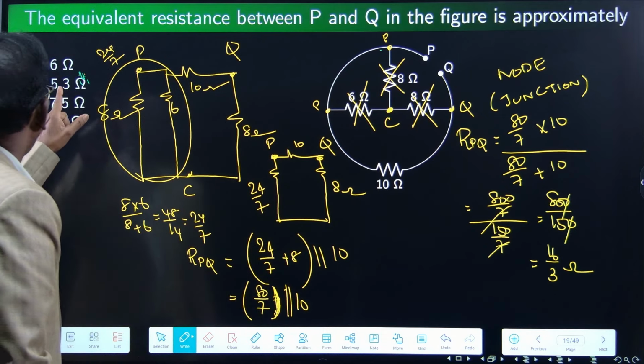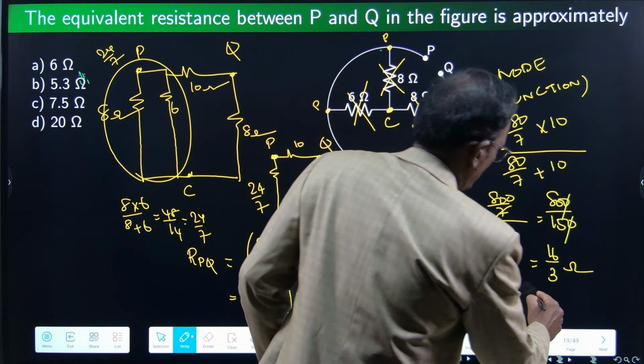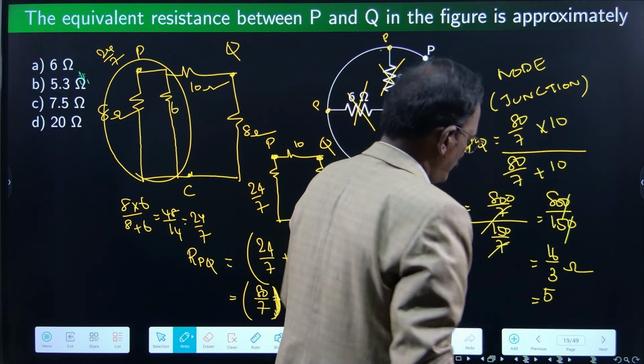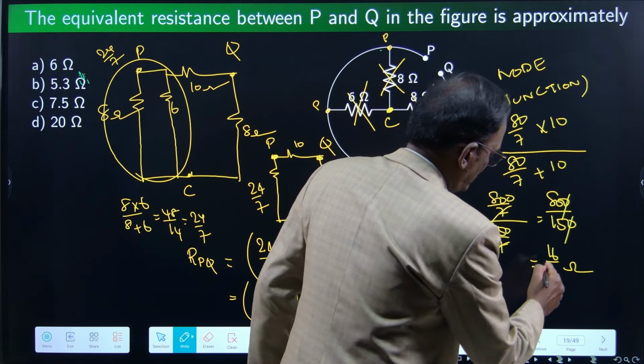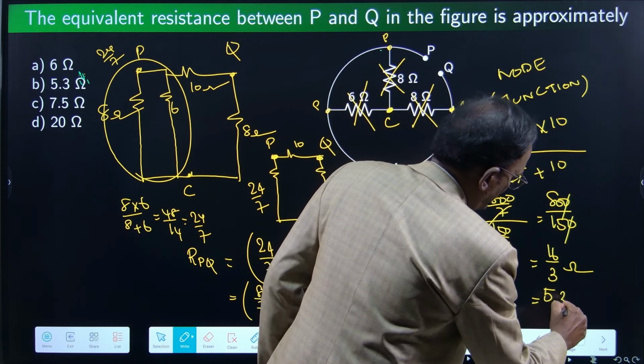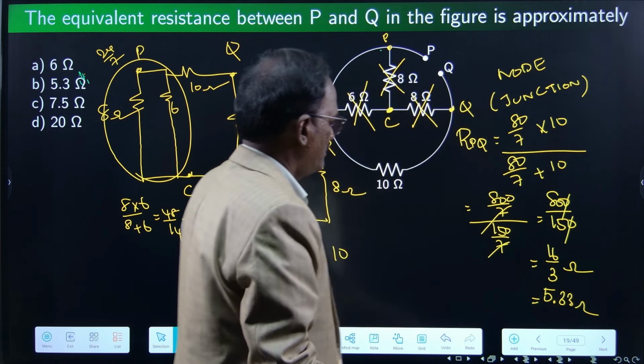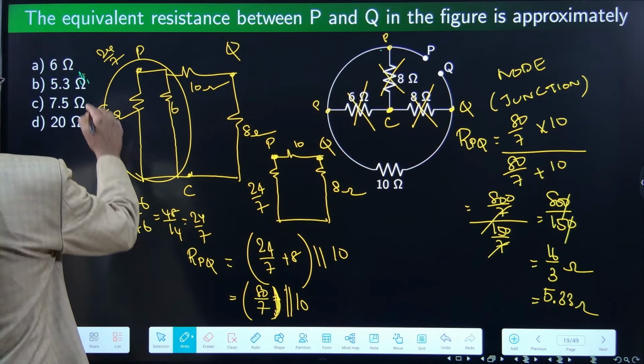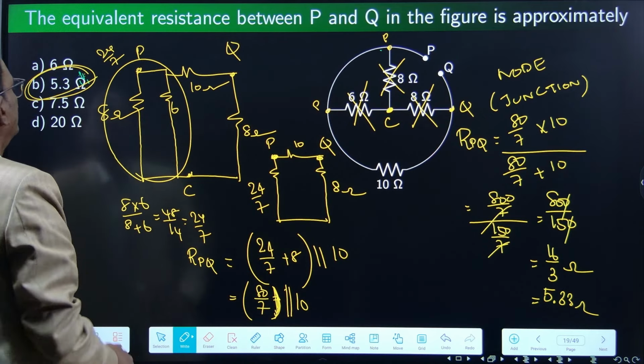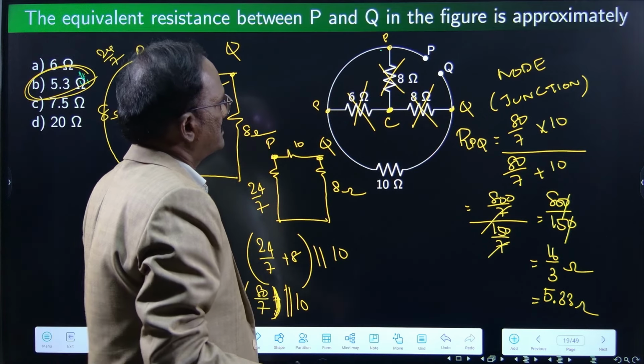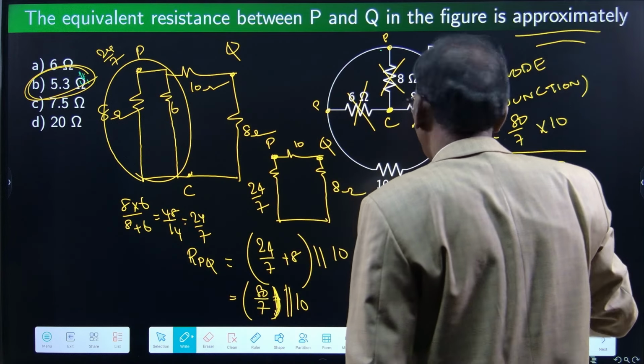So it is given in ohms as a fraction. So this is 16 divided by 3, yes, 5.33 ohms. 5.3 is the answer, right? 5.3 is the answer. Approximately 5.3.